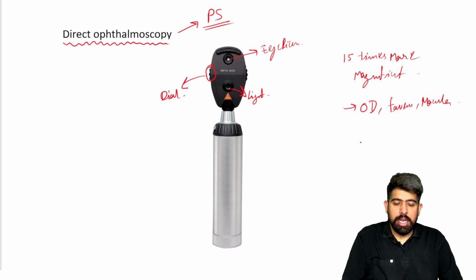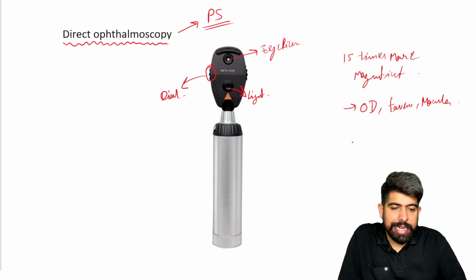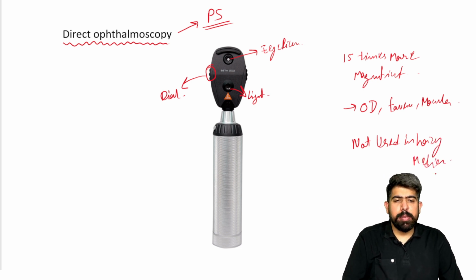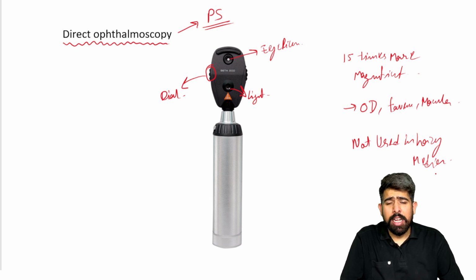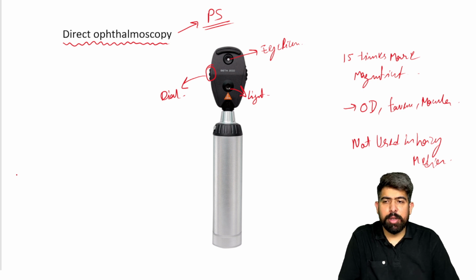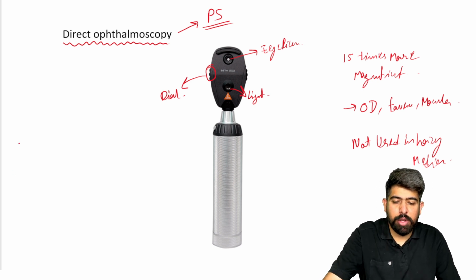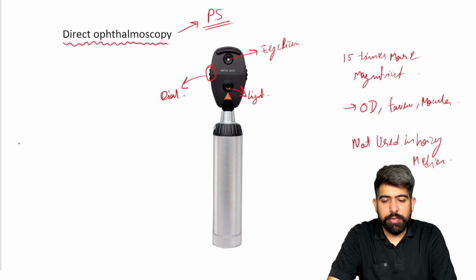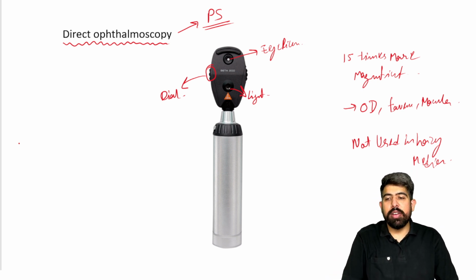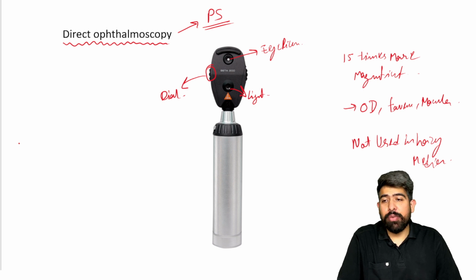This direct ophthalmoscope is also not used in hazy media. What do you mean by hazy media, guys? Hazy media means when the media is not clear, if I'm talking about the refractive media. We will talk about the refractive media, and I will give you the mnemonic for it also. This media is where the light passes through the structures to be refracted, so this is known as your refractive media, right?